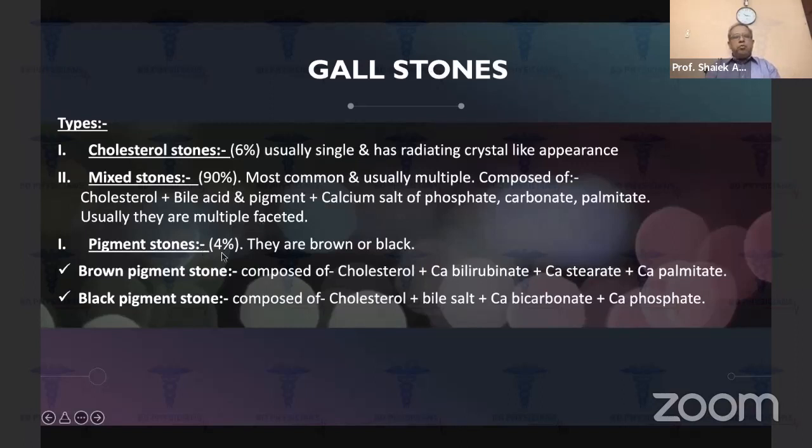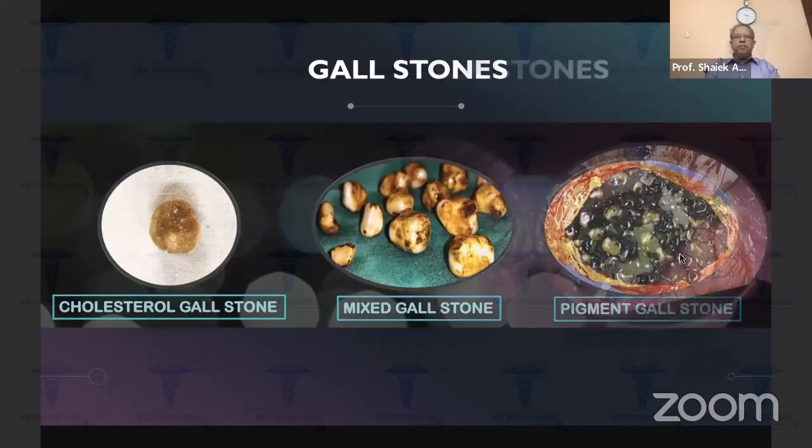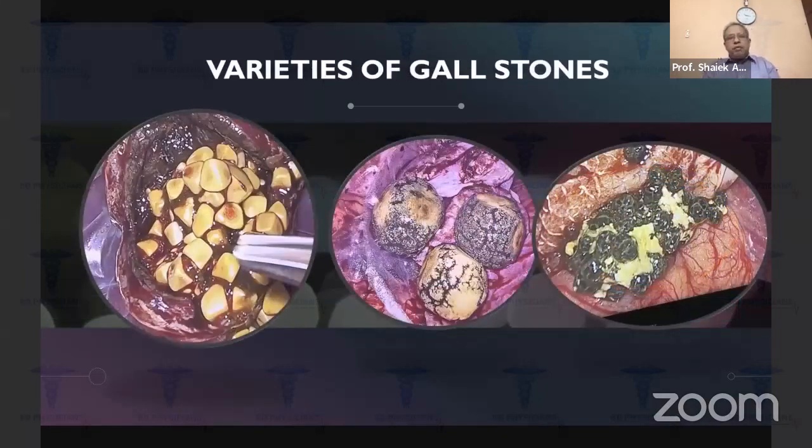In the case of pigment stones, 4%, they are brown or black. Brown pigment stones are composed of cholesterol, calcium bilirubinate, calcium stearate, calcium palmitate. Black pigment stones are composed of cholesterol, bile salt, calcium bicarbonate, and calcium phosphate. So these are the pictures. The cholesterol stone is a single one. In mixed stones, these are multiple and faceted, and pigment gallstones are black in color. These are the 3D 4K images taken in my private patients. These are various pictures of gallstones in various appearances.